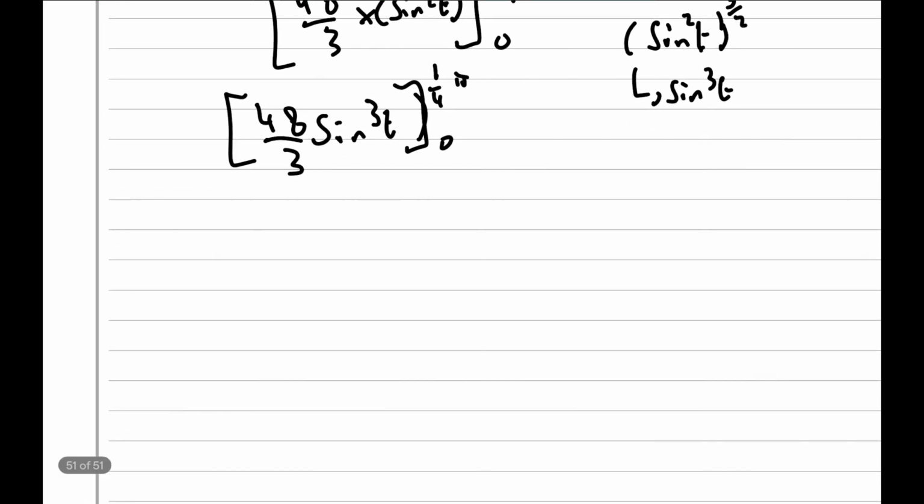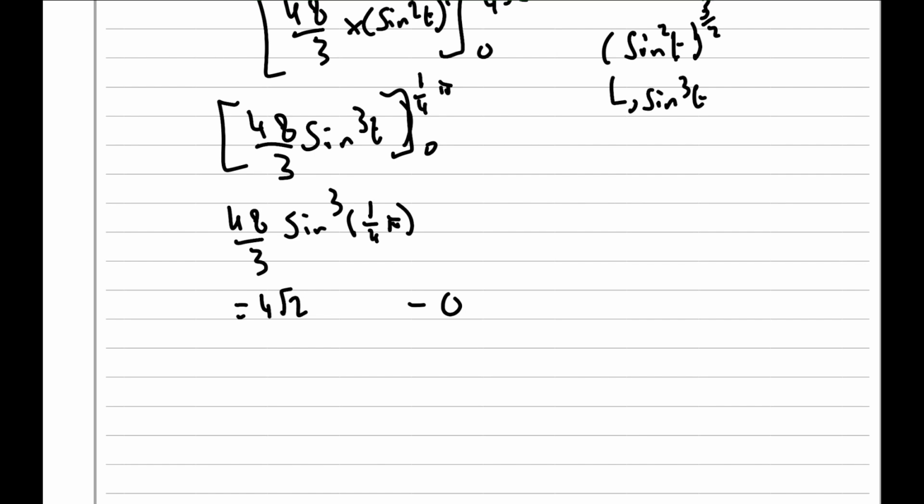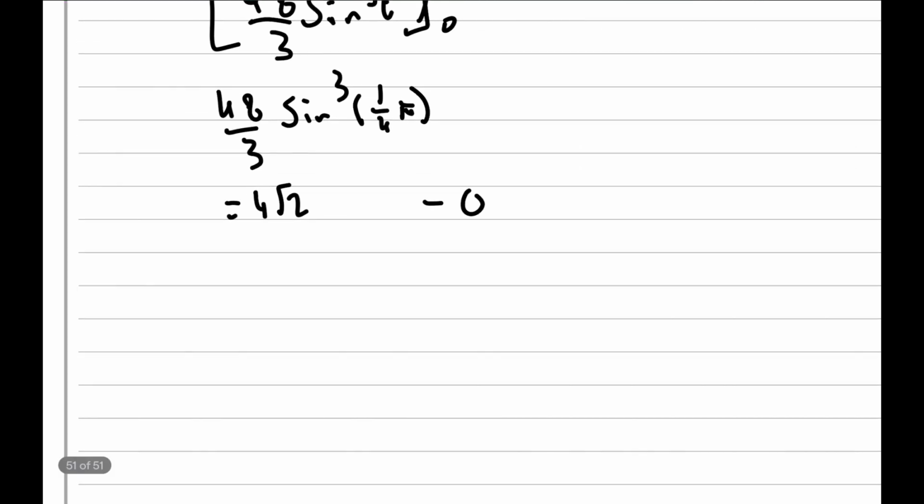So if I sub those in, so 48 over 3 sine cubed 1 over 4 pi, right? Now if I put that in the calculator, what's that going to be? Remember to do it in radians as well. So we're left with 4 root 2, right? And if we sub in the 0, that's just going to be minus 0. So if we just look at the 48 over 3 sine cube t, that term gives us 4 root 2. But we're not done with the question.